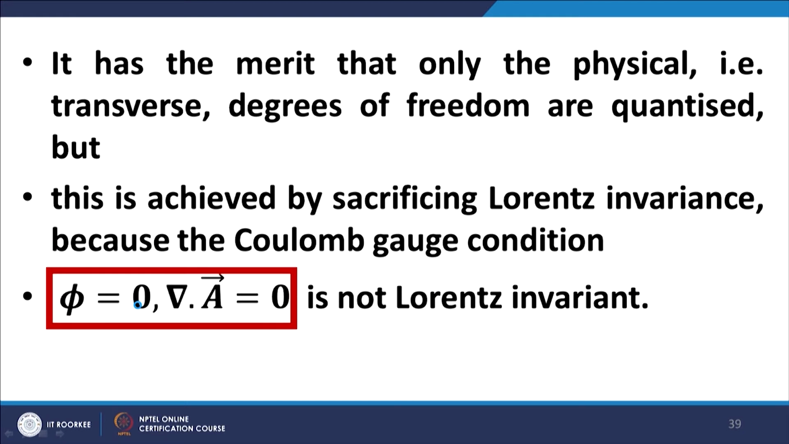To reiterate, the Coulomb gauge, which is shown in the red box here, is not Lorentz covariant, and hence in a sense we lose Lorentz covariance while working in the Coulomb gauge.